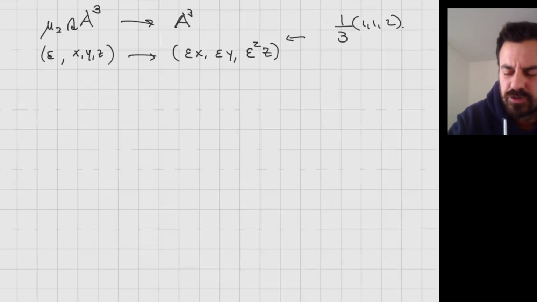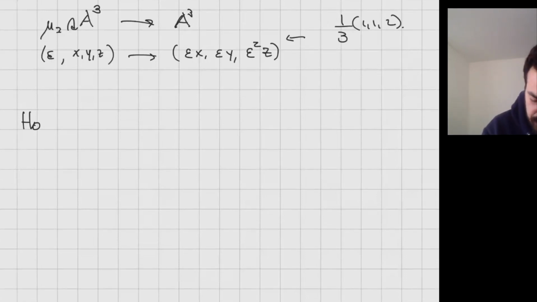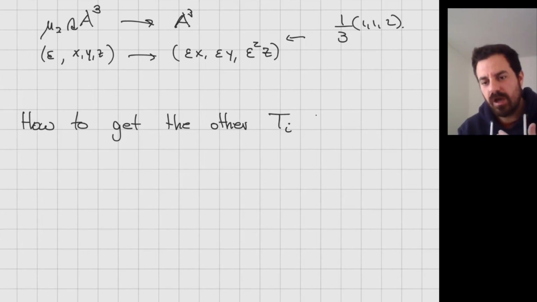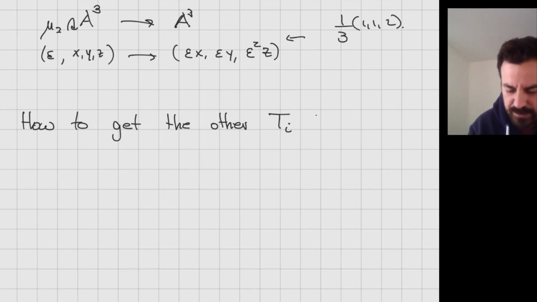So I want to explain now how to get the other steps. Actually, how do you get the rest of the link? Because so far we just did a weighted blowup and nothing else. So for that, I have to talk about cones in T.